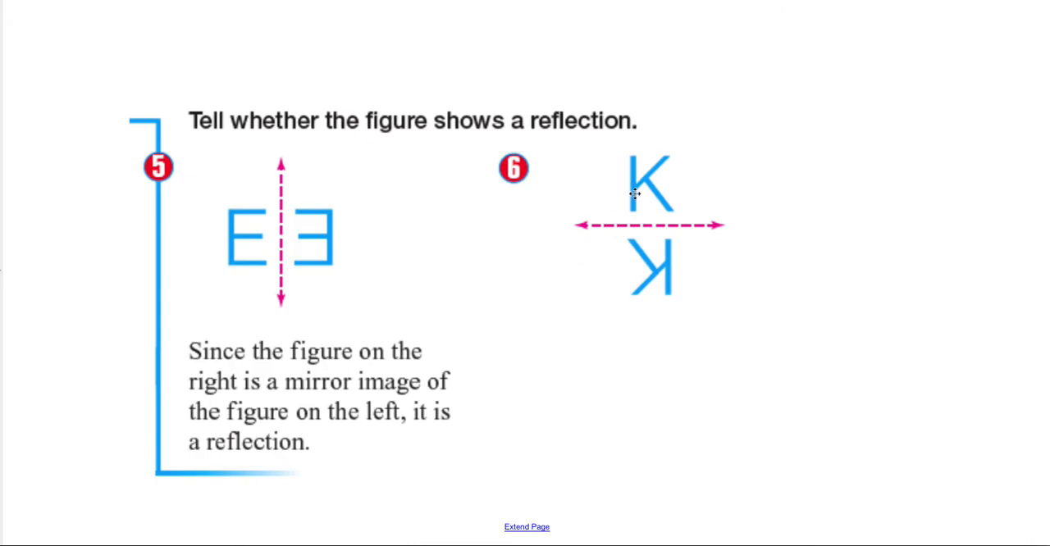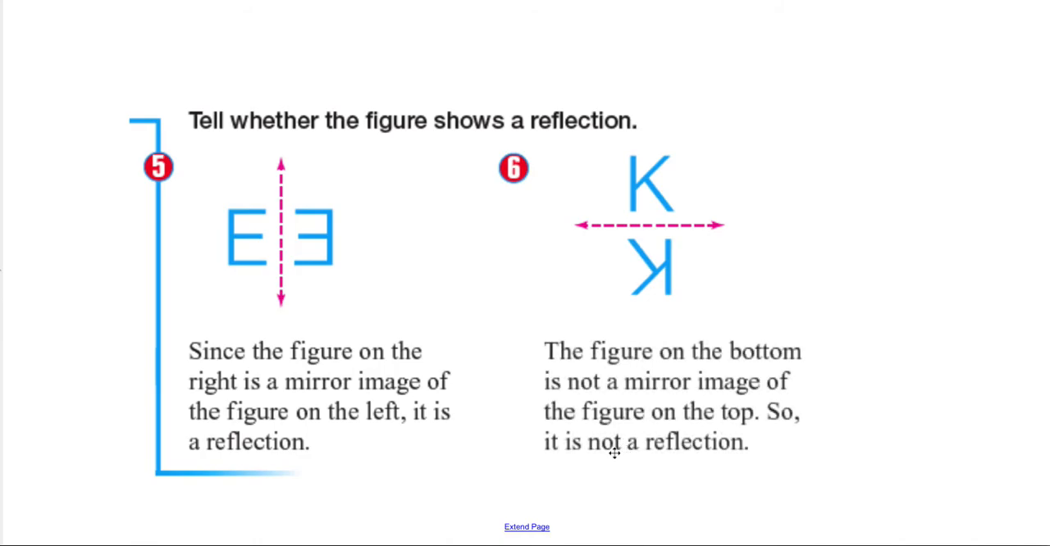In example number 6, look at the K. This is not an example of reflection because if I flip this K over that line, it will not look anything like this K. So it is not a mirror image, therefore it is not considered a reflection.